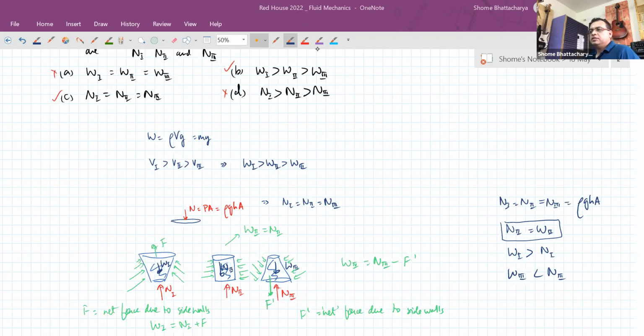Exactly, Aditya, that's correct. Okay, your analysis is correct. So as you can see in the second container, the weight exactly equals the normal contact force. But in the other two containers, that's not the case because there is some net interaction between the slanting walls on the side of the conical vessel with respect to the body of liquid.